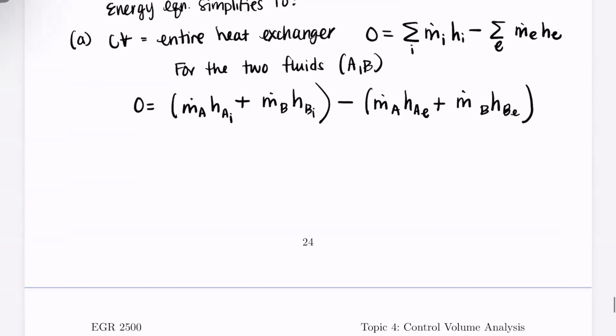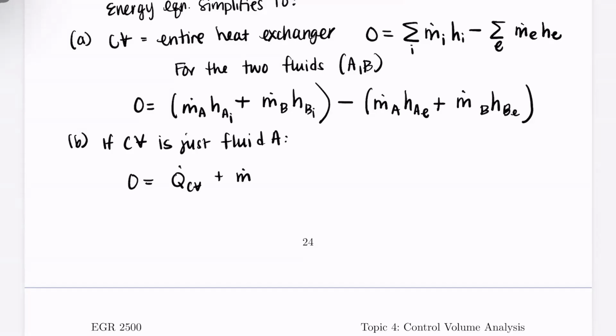Okay. All right, so if we have the control volume is just the working fluid, so if CV is just fluid A, then we would have 0 is equal to Q dot of our control volume plus m dot A HA inlet minus HA exit. Okay. Make sense? Okay. Let's do an example.